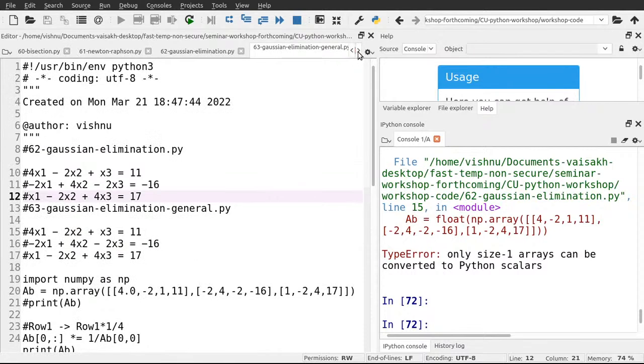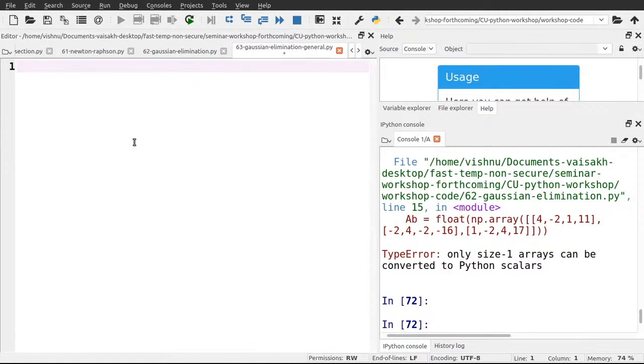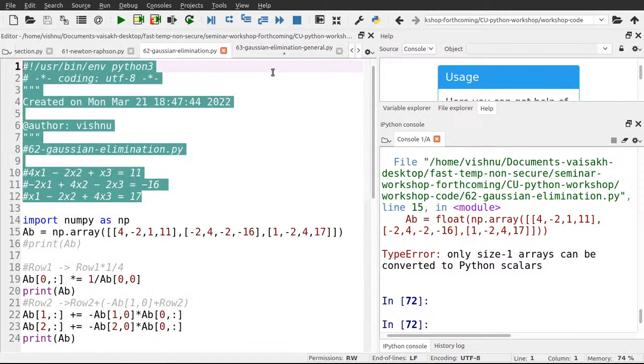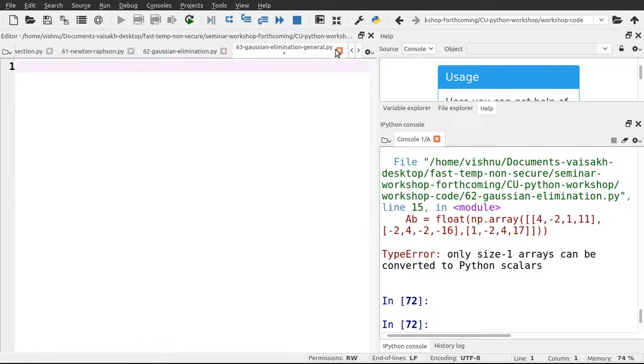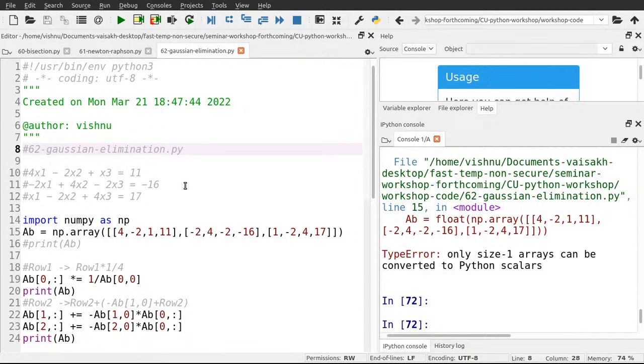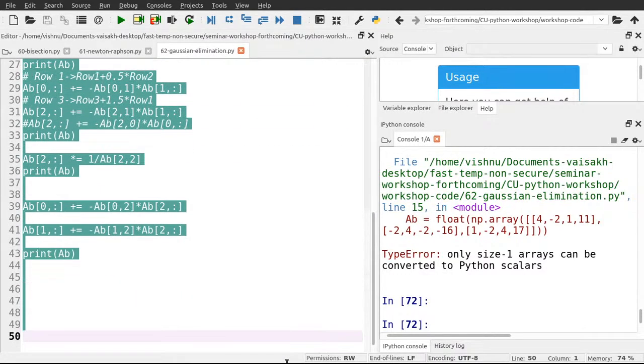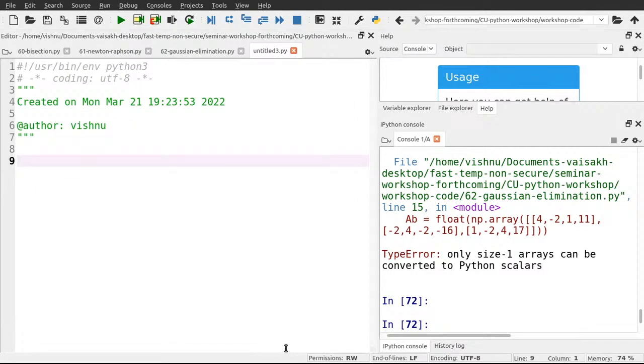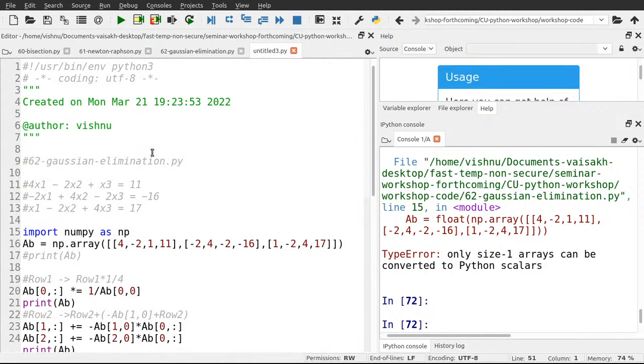Gaussian elimination. Let me just delete it and create it once again. Okay, trying to make it general.